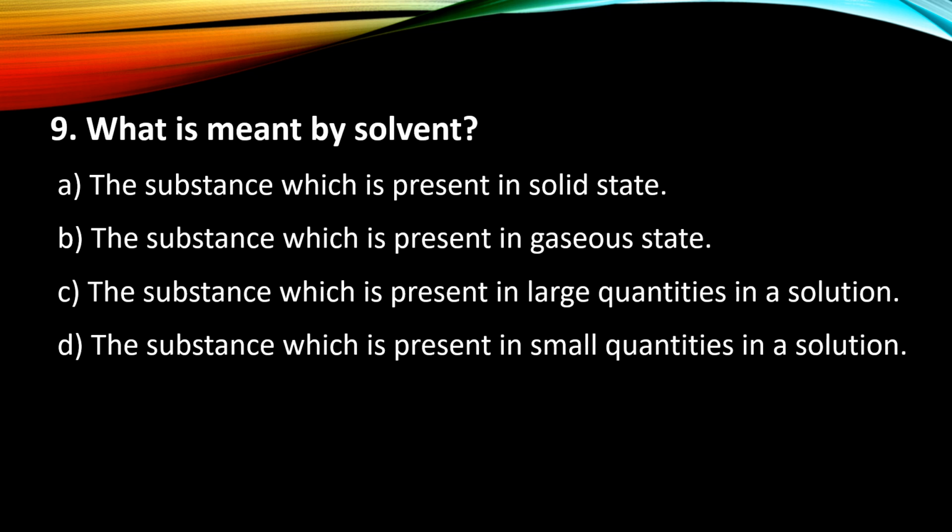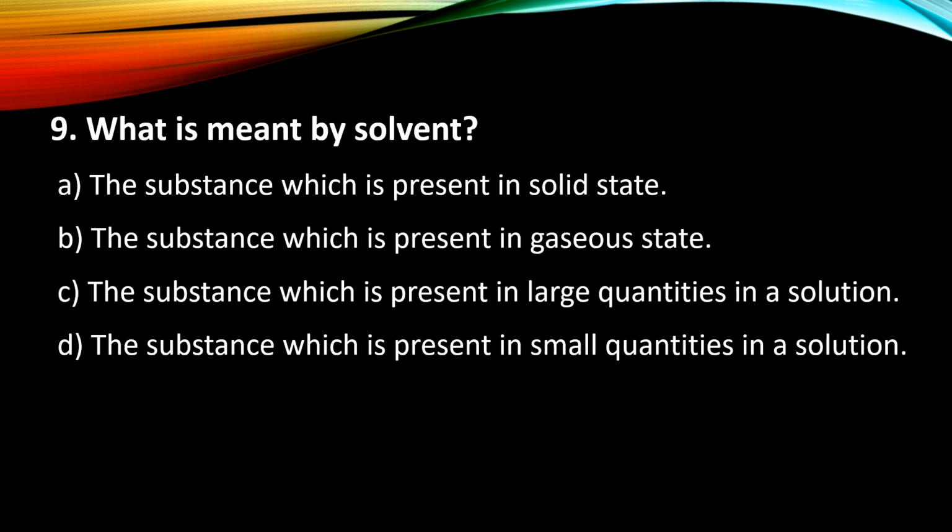Question number 9. What is meant by solvent? Options. A, the substance which is present in solid state. B, the substance which is present in gaseous state. C, the substance which is present in large quantities in a solution. Option D, the substance which is present in small quantities in a solution.